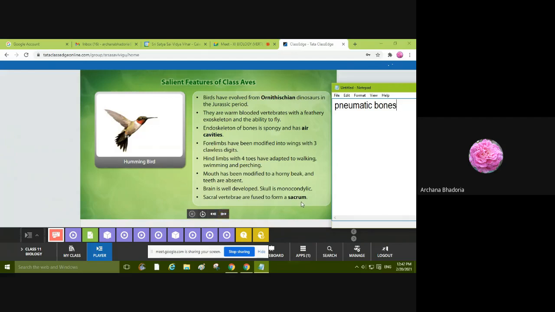Now here again the evolution is occurring. Children, we also have the sacrum. The last vertebrae get fused to form the sacrum. Should I take up the next one now? Have all noted?